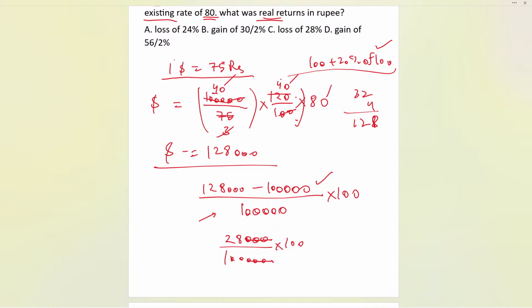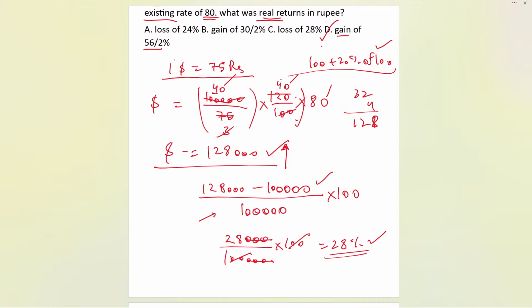3 zeros gone, 2 zeros gone. Now 28 is remaining, 28% is the answer. But let me tell you over here, this is the final amount. This is more now. Finally the price is more, and if it is more, so definitely it is a gain. It is 28% now. 28 is what? 56 by 2. So D is the answer that we all are getting over here.